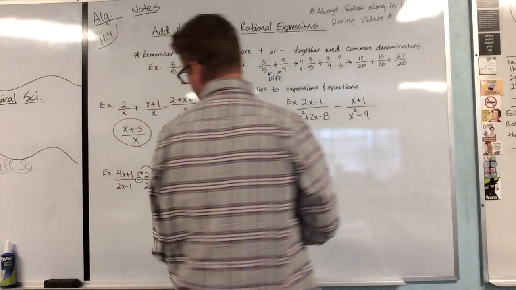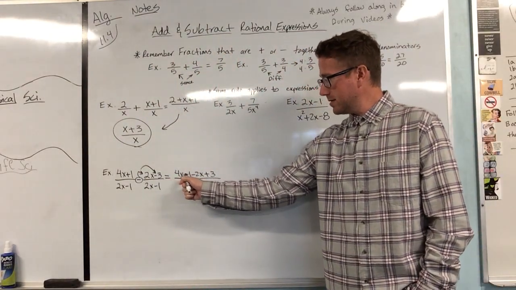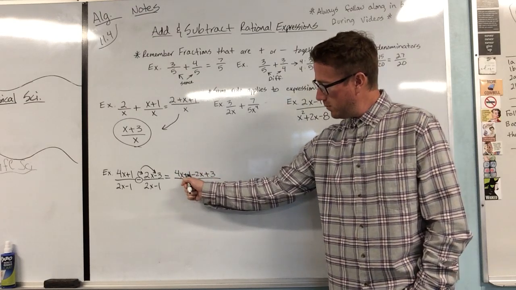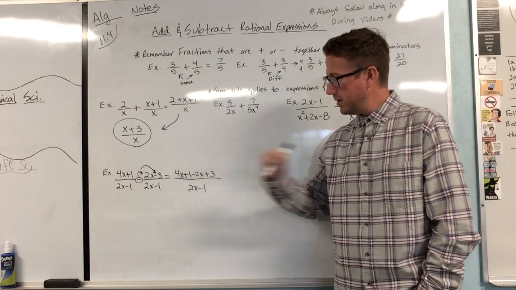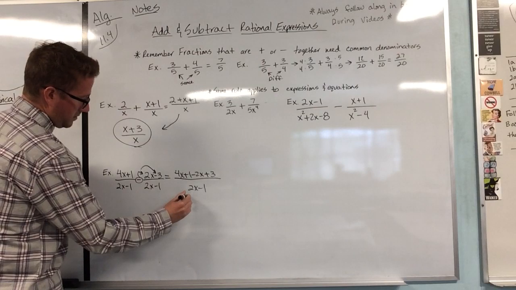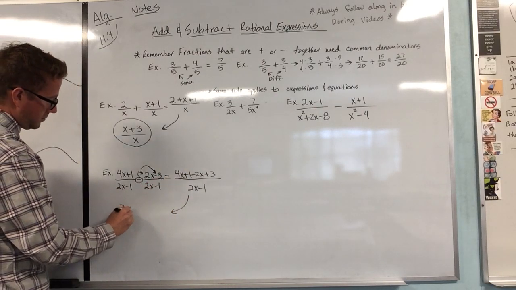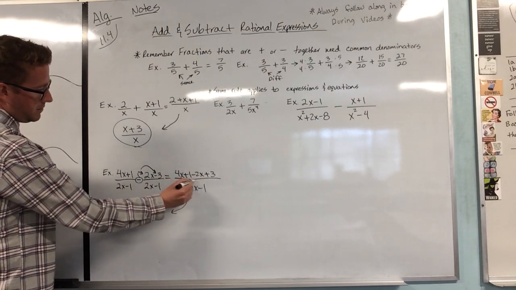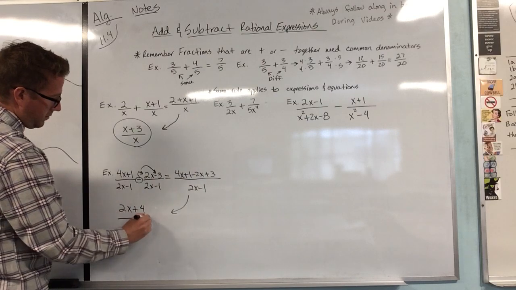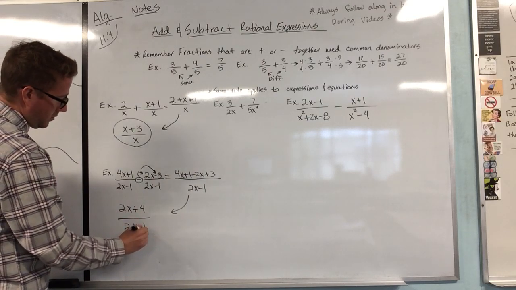So what you should see here, as I cross over, is we're looking at a 4x minus 2x. Those are like terms. A positive 1 and a positive 3, those are like terms. So let's go ahead and we'll write that down here. 4x minus 2x gives you 2x. Positive 1, positive 3 gives you a positive 4 over a 2x minus 1.